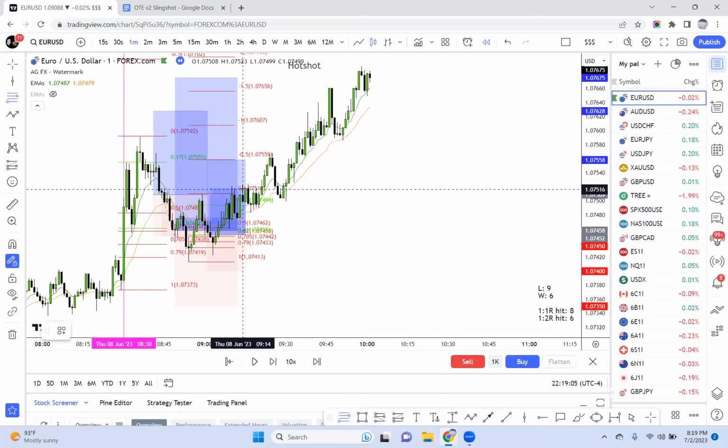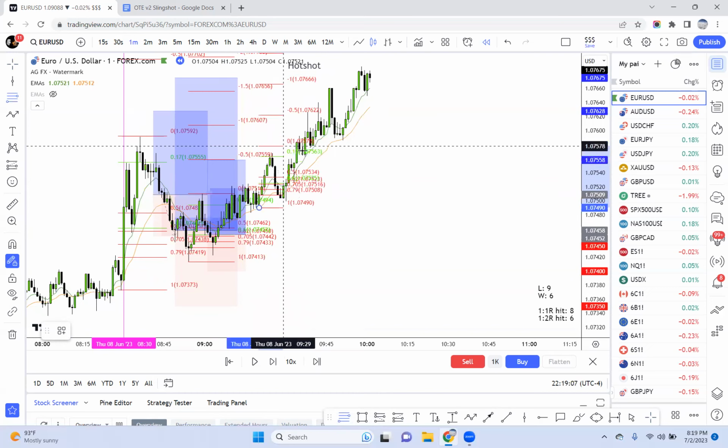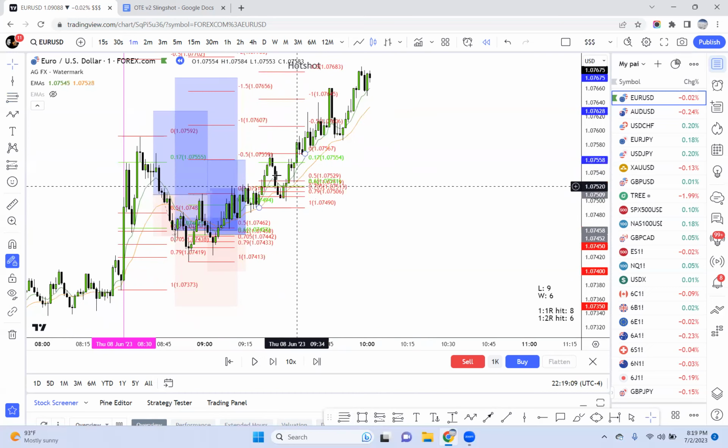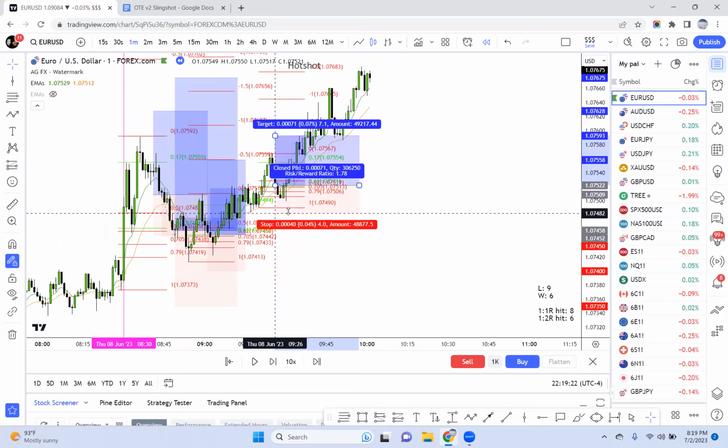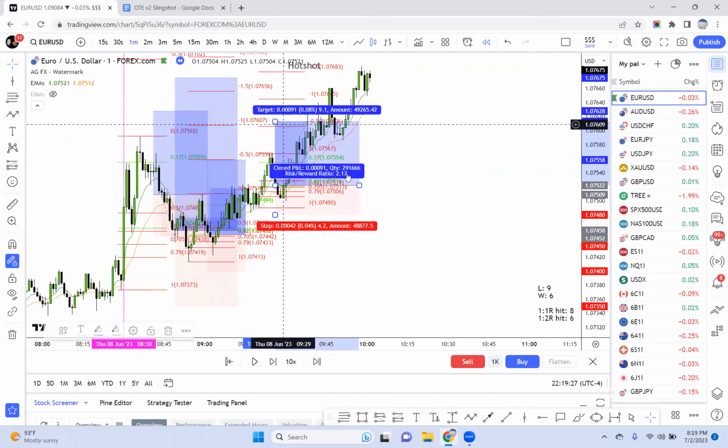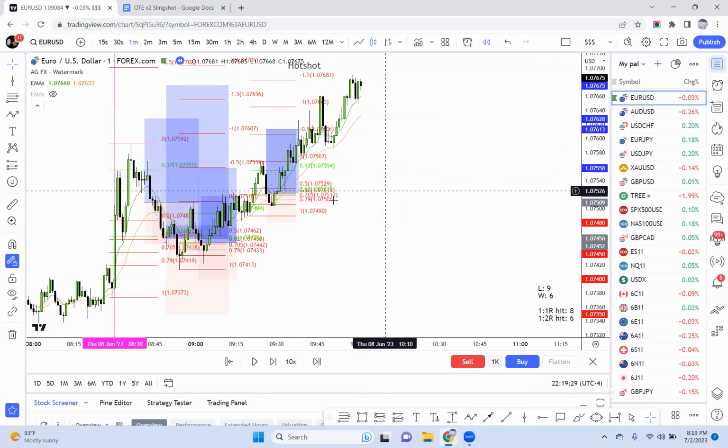If you would have framed it from here to here, look at how sexy that setup is. Look at how much confluence there is there. Look at how much confidence you would have in taking the setup, bro. If you would have took the setup, you would have been a winner. Set your limit. Stops go to the 80. 1 and 2. Beautiful.